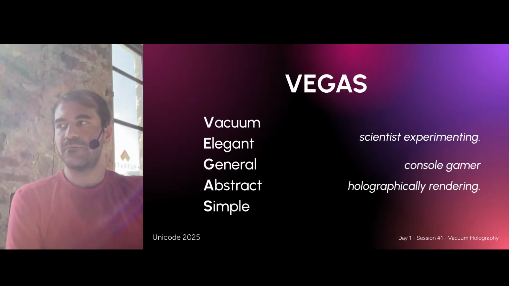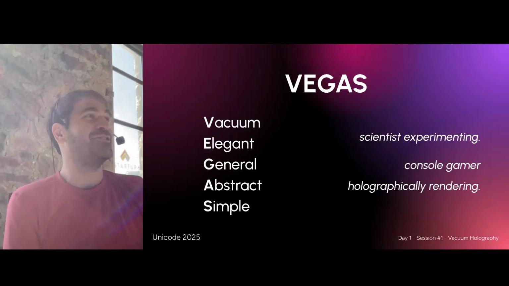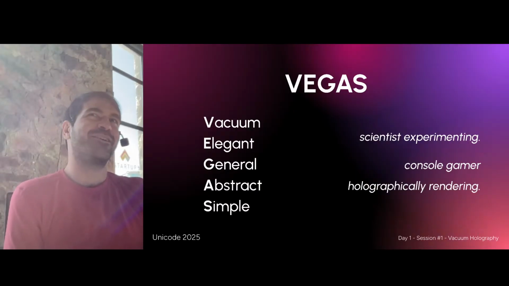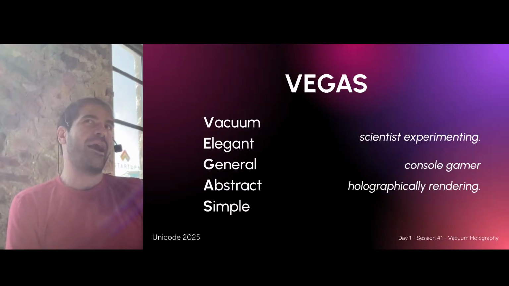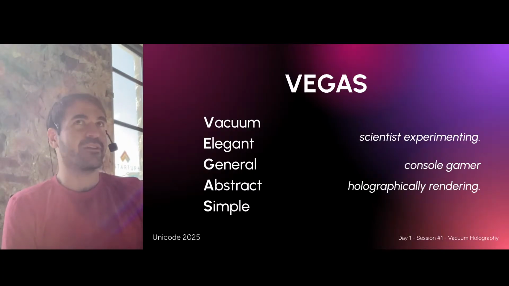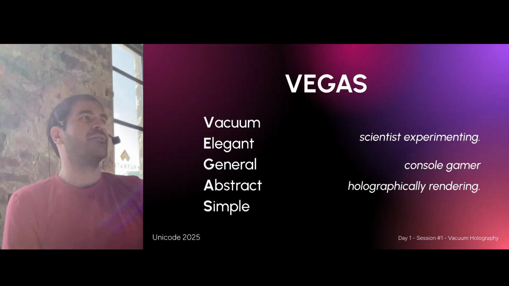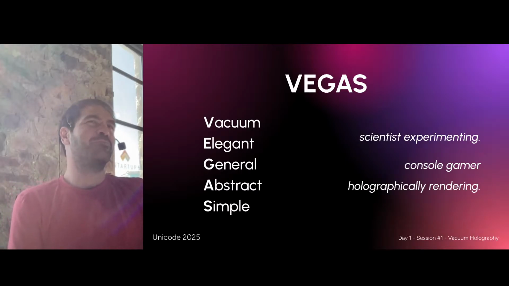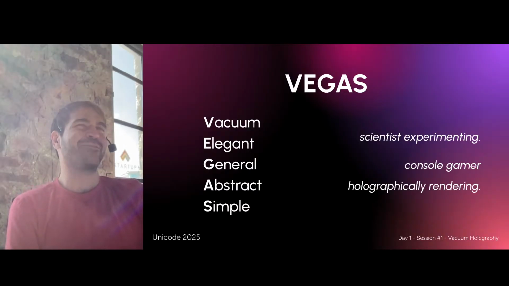So you remember earlier our acronym SEGA. Now we've added a V. Good old vacuum. So the vacuum is elegant, general, abstract, and simple. And it also perfectly spells out Vegas, because that's what the circus is fundamentally: Vegas. Billboards, slot machines, all that good stuff.